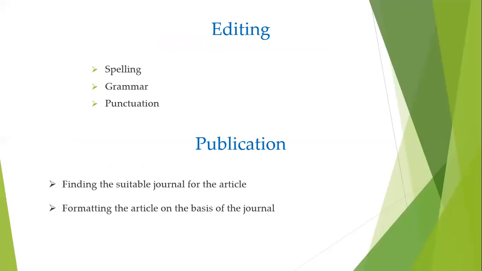Here, what we do is try to go through the entire paper. We try to spell check it, we try to have the grammar checked, and we try to have the punctuation checked. The final step of this entire process could be the publication step, where you find a suitable journal for your article, and based on that particular journal you format your article, because different kinds of journals use different kinds of reference schemes.